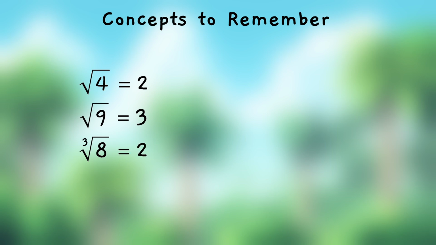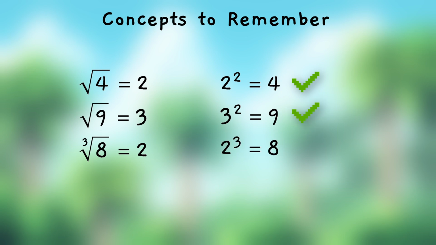And by the way, you can check all these here. 2 squared is 4. That's correct. Here you can check this. 3 squared is 9. Check. You can verify this. 2 to the third power is 8. Check. By and large, the more computations you do and the more problems you solve, you're simply just going to use calculators and computers to calculate the roots for you.